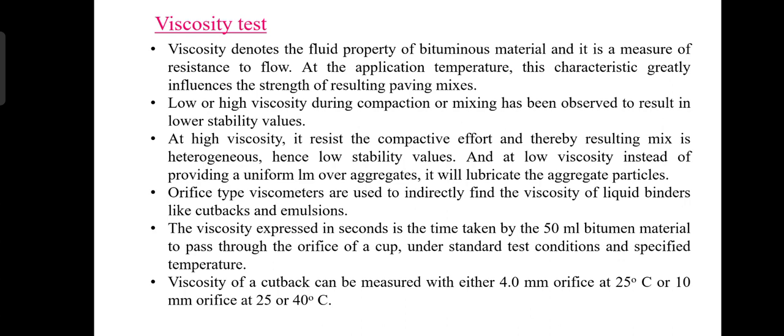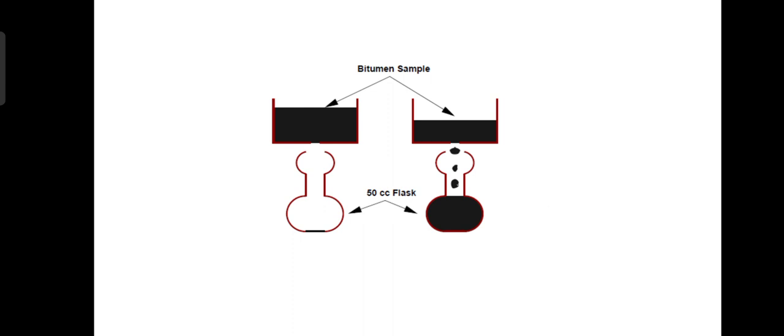Viscosity of a cutback can be measured with either 4 mm orifice at 25 degrees Celsius or 10 mm orifice at 25 or 40 degrees Celsius. So here you can see the bitumen sample which has been tested for the viscosity test.